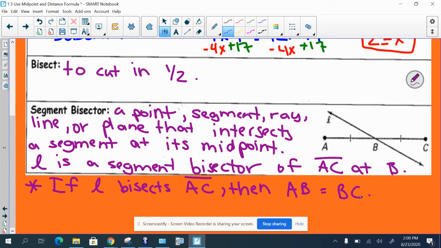Okay, now one thing to notice is that even though line L is a segment bisector, line L is not being bisected itself. So point B may not be the midpoint of line L, or if this was a segment or a ray. So it's just AC that's being bisected.